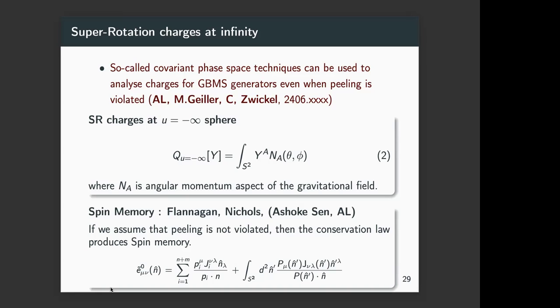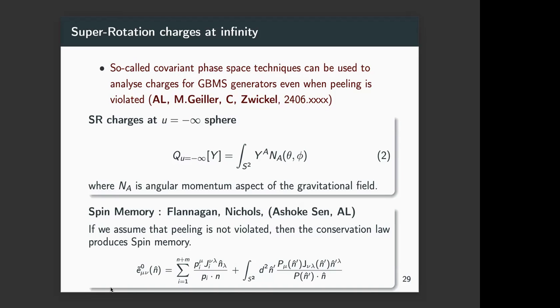Now, an interesting point which has been known for the last few years and especially has been explained by Flanagan and David Nichols is that if you assume peeling and if you assume there are no log terms in your metric or anything, and then you just evaluate this N_a on some solution, then it turns out that if you assume that this new charge, which is in equation 2 here, is conserved between future and past null infinity, and if you assume that peeling is not violated, then it precisely gives us a formula, which is the formula for what we call the spin memory.